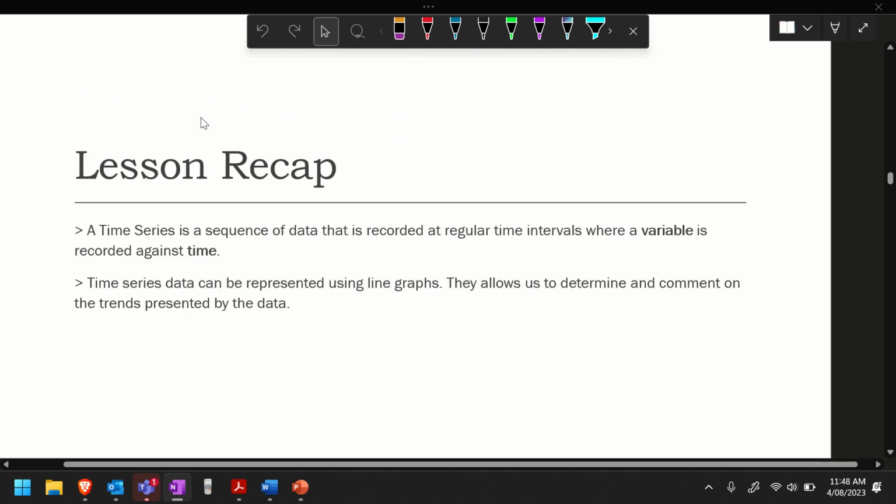Not slide 6, page 6. Okay, so, listening.